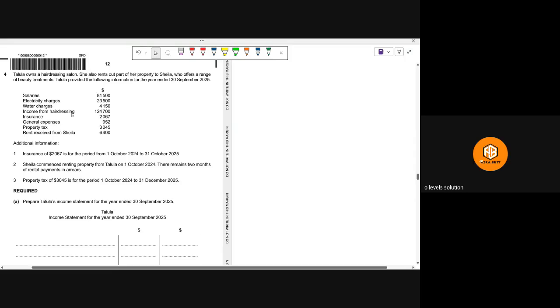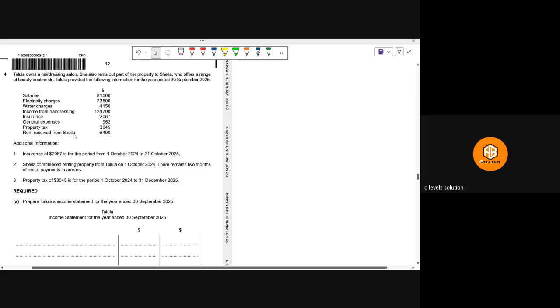So there is income from hairdressing, which is one of the incomes, 124,700. Then rent received from Sheila, that is 6,400. So this is also part of income. Then they are saying that Sheila commenced renting property from Talula on 1st October 2024. There remain 2 months of rental payments in arrears. So this should also be part of income.